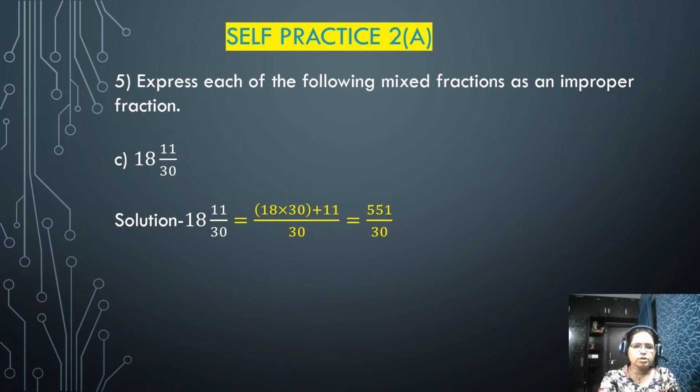So when we express a mixed fraction as an improper fraction, multiply the whole number with the denominator, then add the numerator to that product, divided by the denominator. The fraction that we get is an improper fraction.